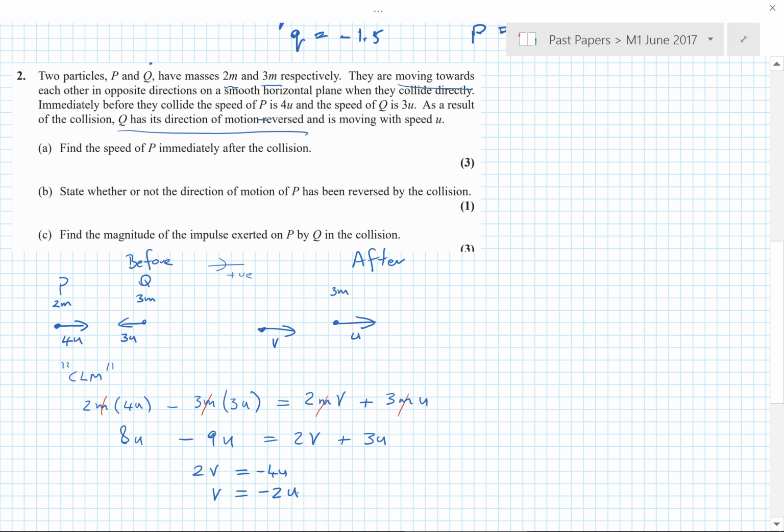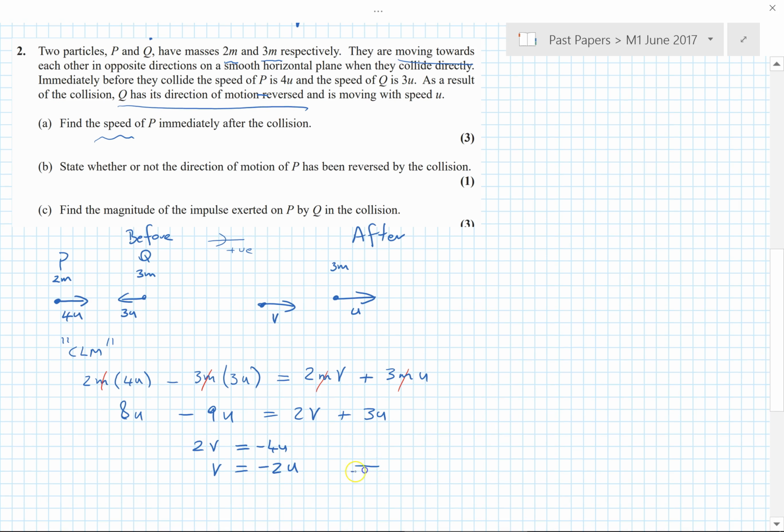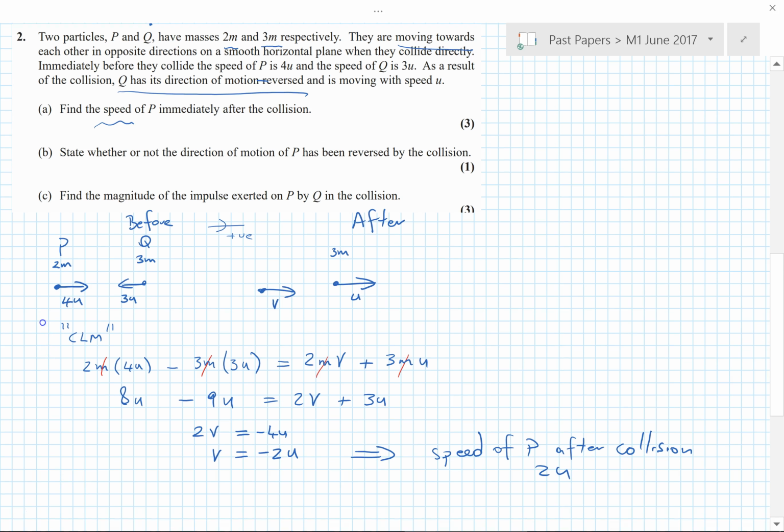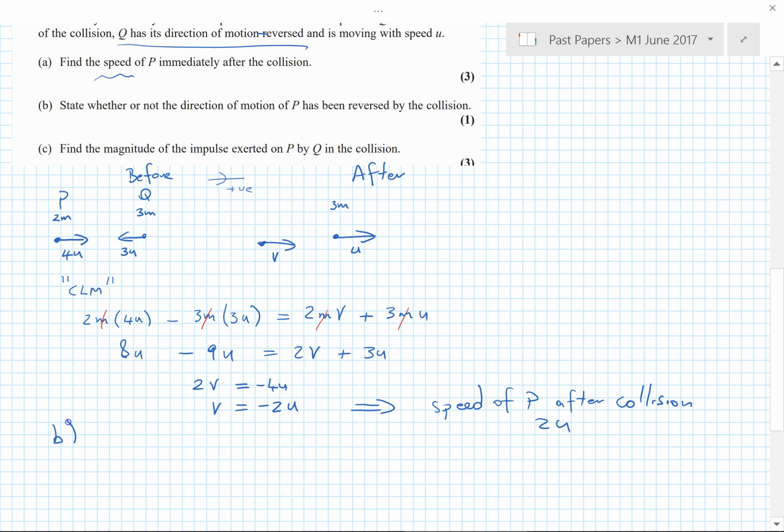So the way we set this up, we can see that the direction is reversed because we've set it up and it's going that way. But be careful if you do it like this, because we're asked for the speed. So we need to say the speed of p after collision is 2u. And obviously we can see the answer to B, because it's come out negative, the direction is reversed.